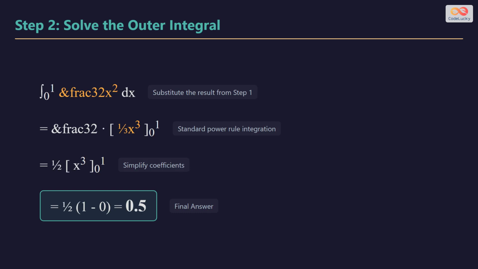Now for step 2, we take our result, 3/2 x squared, and place it into the outer integral. We are now integrating with respect to x from 0 to 1. Using the power rule, x squared becomes x cubed over 3. Multiplying by our coefficient, the 3's cancel, leaving 1/2 x cubed. Evaluating from 0 to 1 gives us 1/2 times 1 minus 0. Our final answer is 0.5.